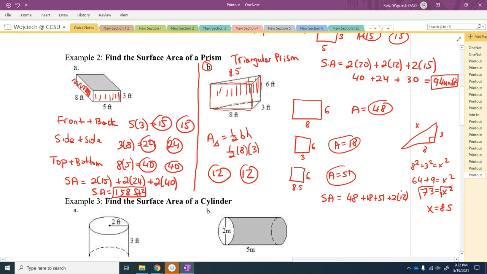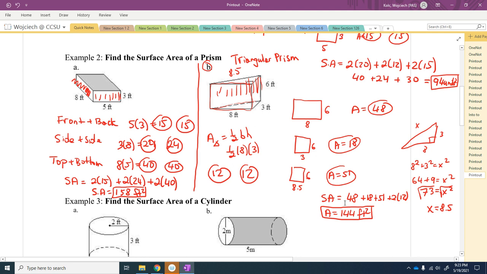Okay, I'll use my calculator now. 2 times 12 plus 51 plus 18 plus 48. And my final answer is area is equal to 144 square feet. Okay.